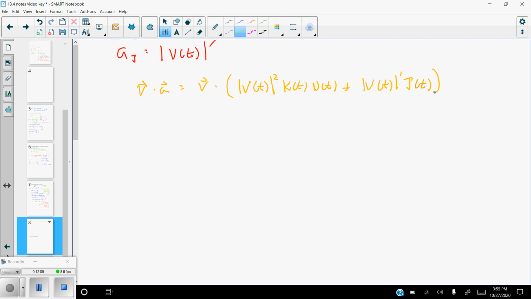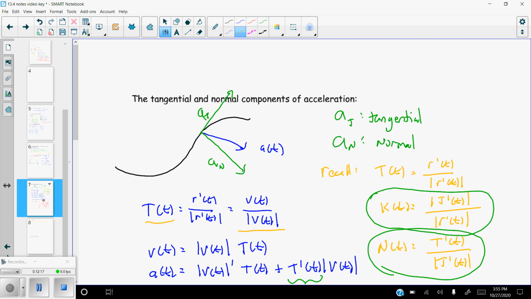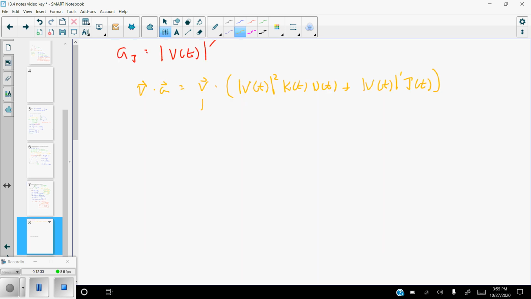Okay, so we're going to change the velocity. Now this one you do have to go back up to the previous page. We have a formula right here that we can use. We could solve that again for velocity. So velocity is going to be the magnitude of v of t times T of t. So I'm going to change this velocity to be the magnitude of v of t times T of t, dotted with this entire parentheses, which I guess I'll go ahead and write again.